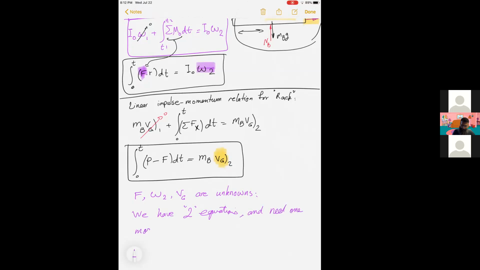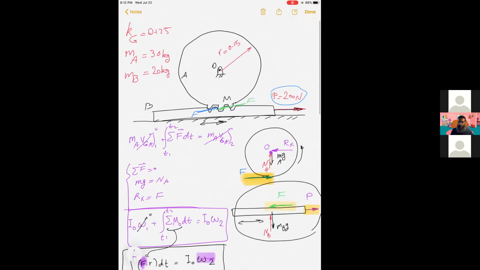How are we going to get the third equation? You need to look at the system here and come up with the third equation. Any suggestion? Lucas, can you suggest something for the third equation? Would it just be v equals omega R? Exactly. The velocity of the rack.